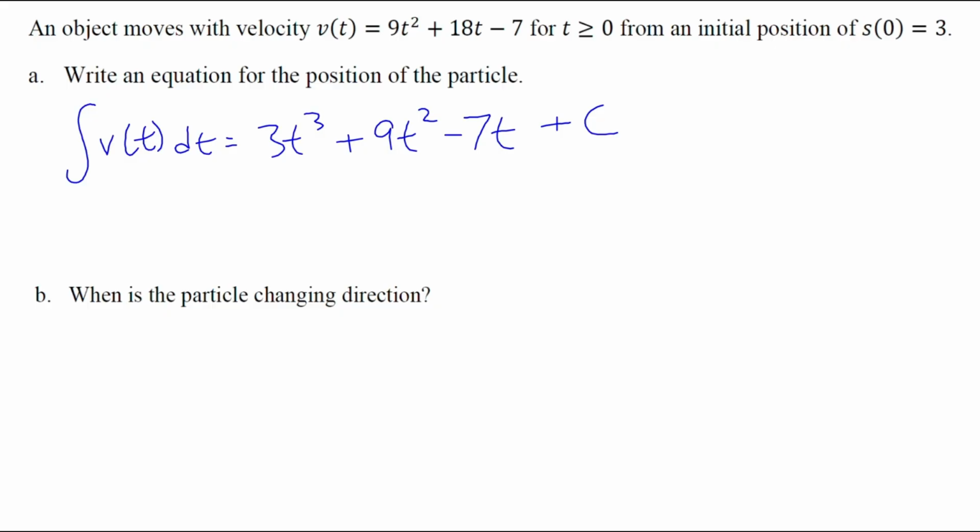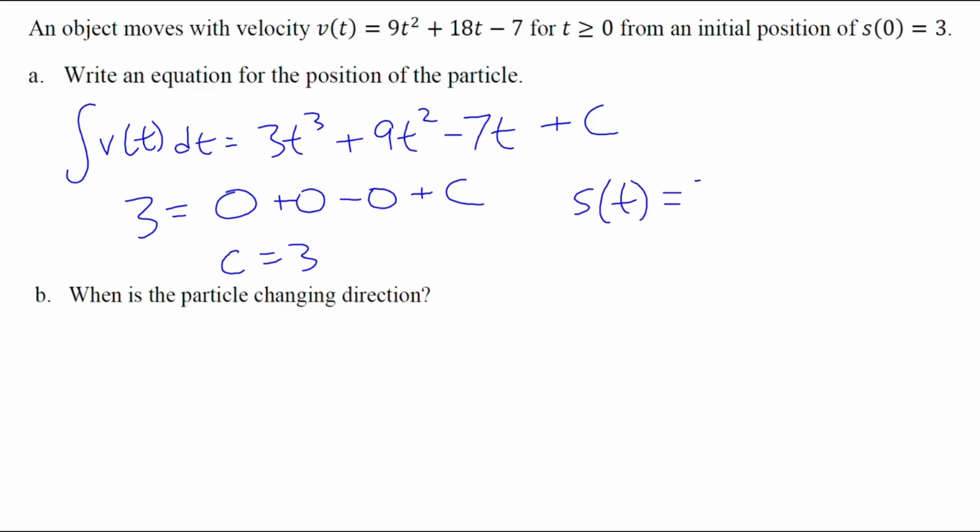When t is 0, our position should be 3. So we end up with 3 equals, well, if t is 0, that's 0 plus 0 minus 0 plus c. So our constant is just 3. And our position function was pretty straightforward here. It's just s of t is 3t cubed plus 9t squared minus 7t plus 3.